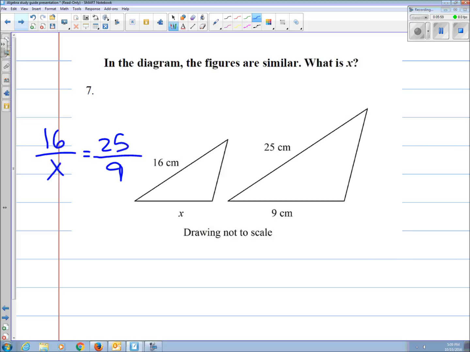So now we cross multiply. That means I multiply the numerator over here by the denominator over here, and I multiply the denominator here by the numerator on this side. And then I set those equal to each other. So it's 25x, 25 times x is 25x, is equal to 16 times 9 is 144. Then we can divide both sides by 25. So we get x is equal to 5.76.